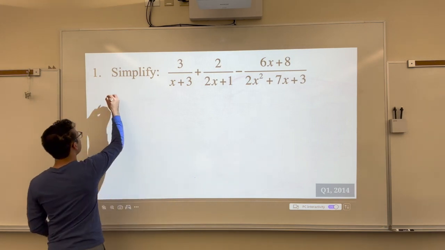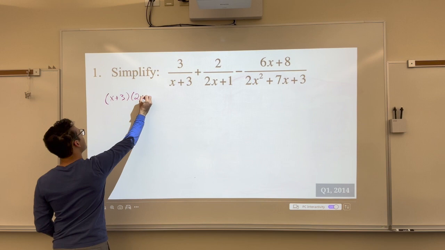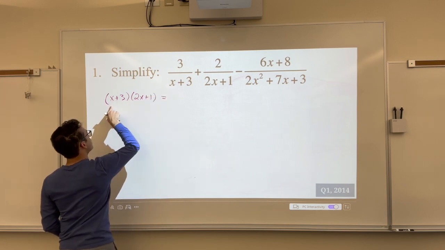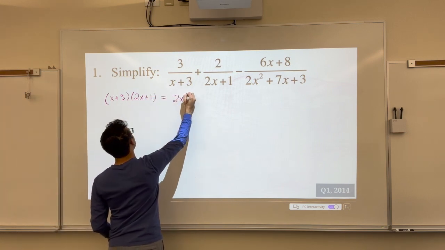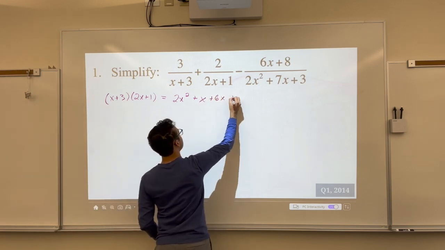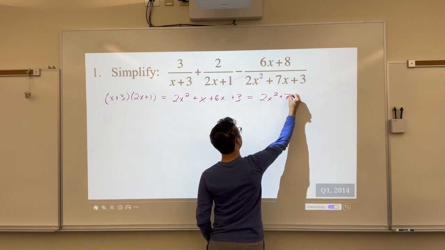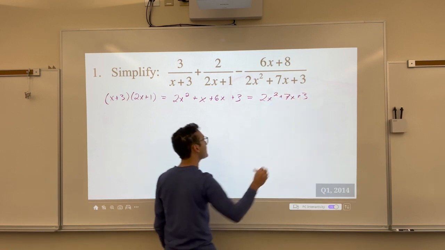Now just to confirm that's true, let's go ahead and do x plus 3 times 2x plus 1, and that gets us 2x squared plus x plus 6x plus 3, and that equals 2x squared plus 7x plus 3. So we've confirmed that that's true.